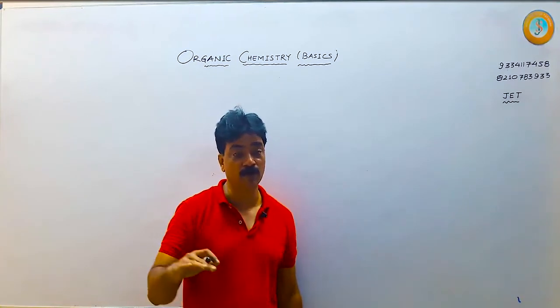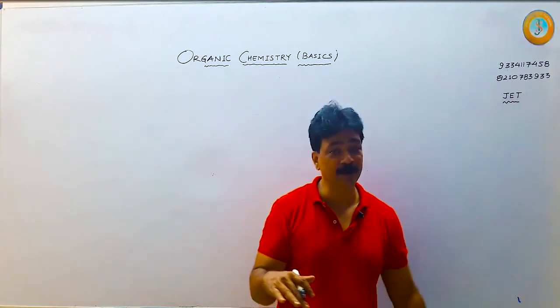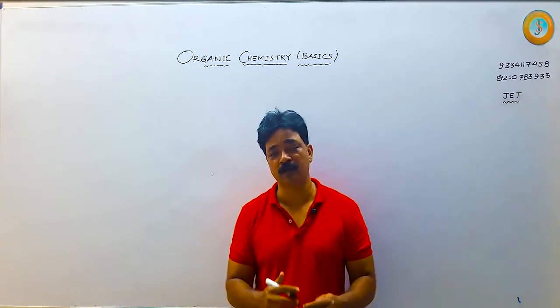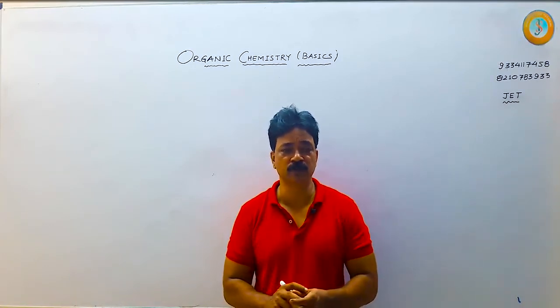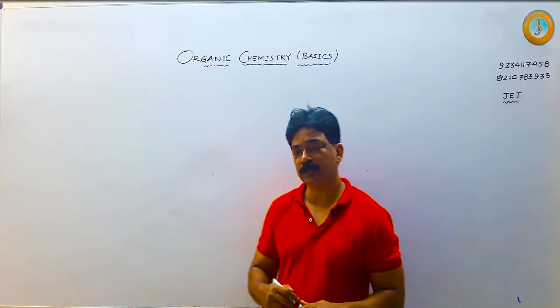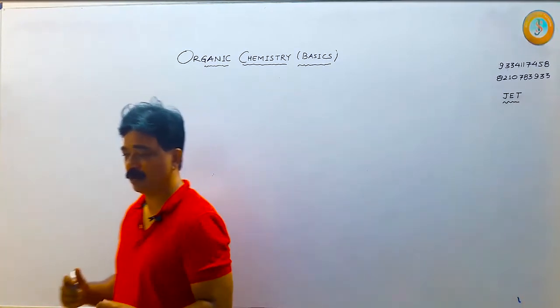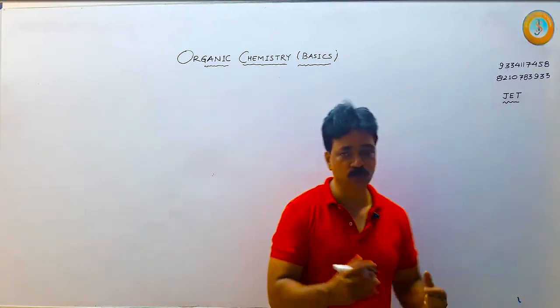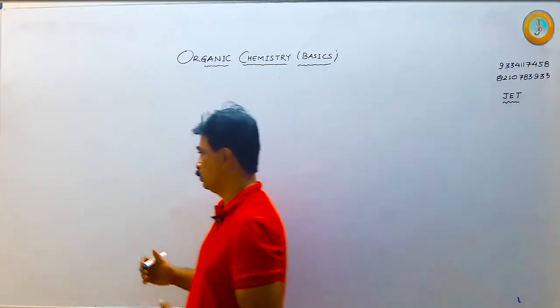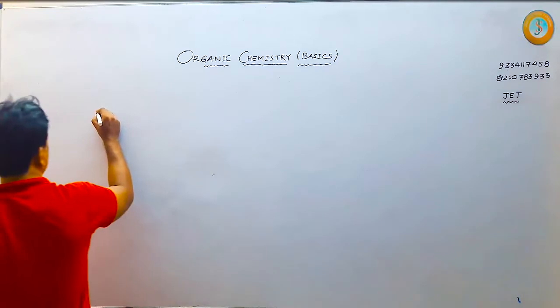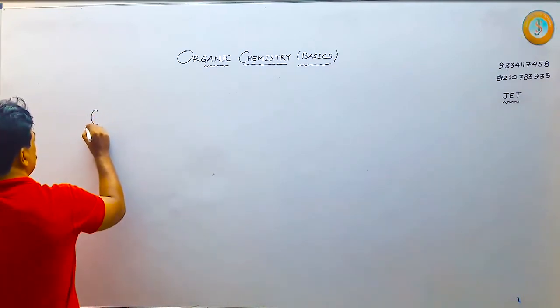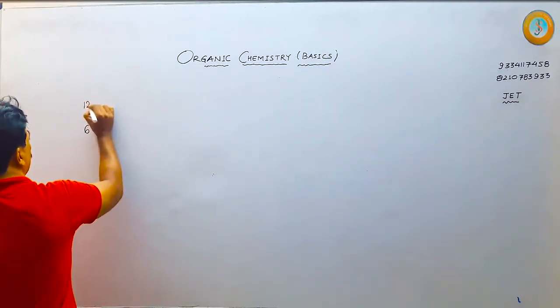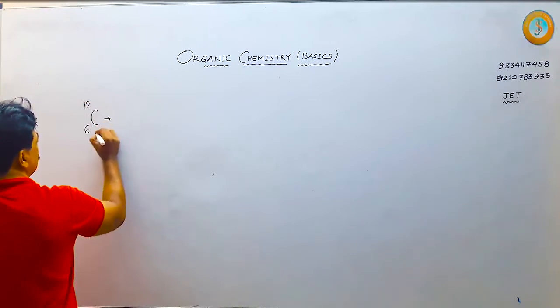It's not very tough, but the only thing is it is systematic, and it has got a scientific way. It has got some principles which we have to use while naming. So let us first try to understand how a single atom of carbon goes for bond formation. You know the atomic number of carbon is 6. You must be seeing this symbol. This means that it contains 6 electrons.